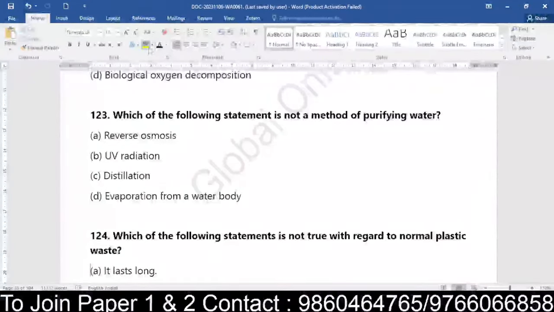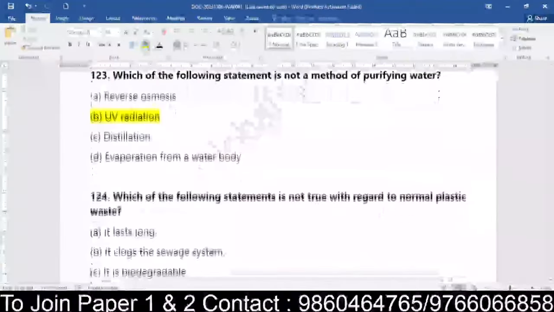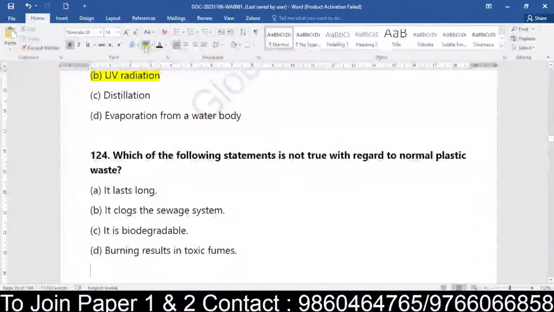Those who are done reading the options can quickly answer the question for 123. We are doing the answer for number 123. Yes, very good. The one which is not a method of purifying water is UV radiation. With the help of UV radiation, we do not purify. No, read the distillation. In fact, we distill. It's one of the methods. What is not a method is ultraviolet radiation, through which we do not do any type of purifying.